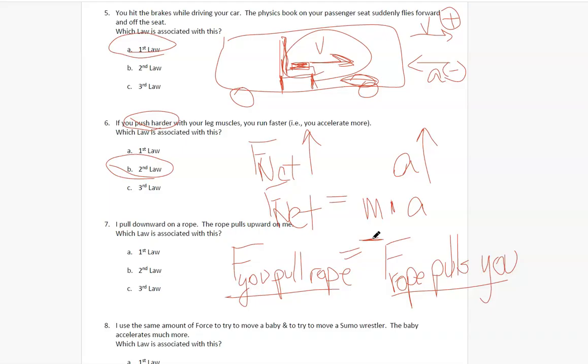Whenever you have Newton's third law, if something acts on something else and you want to know what the other interaction force is, all you have to do is switch the two objects and switch the direction, but the amount of force is exactly the same. So it's you pull on rope, the rope pulls on you. You're pulling downward, the rope pulls upward, the opposite direction. So this is Newton's third law.